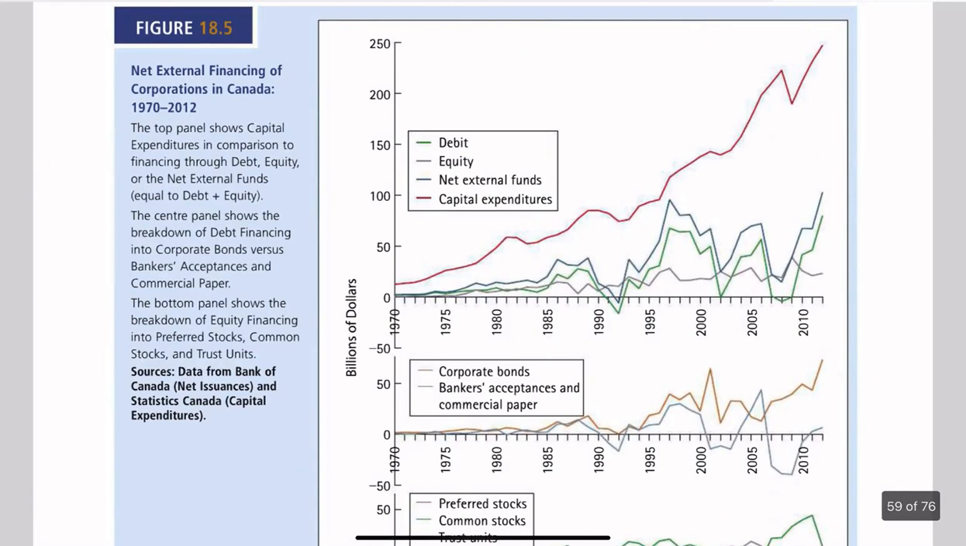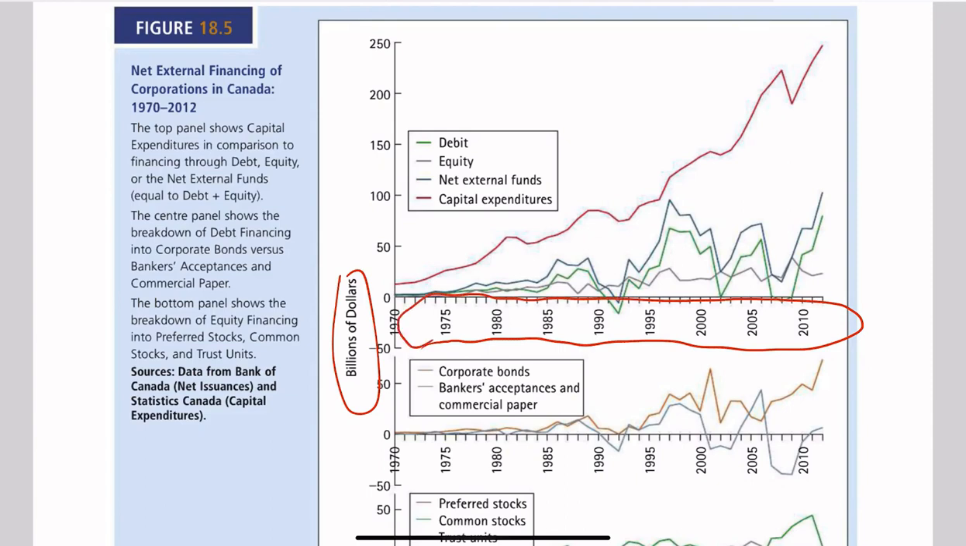So first, let's look at the first observation. So what you can see here is, for the vertical axis, it's just the measurement in billions of dollars, and in the horizontal axis, you have different years. So what you can see here is, if you look at this red curve, this is the capital expenditure.